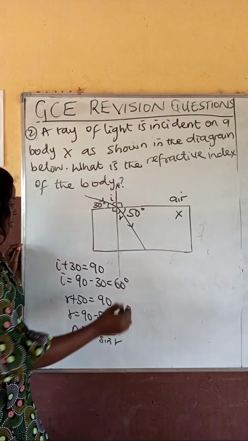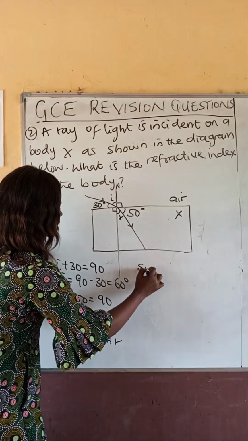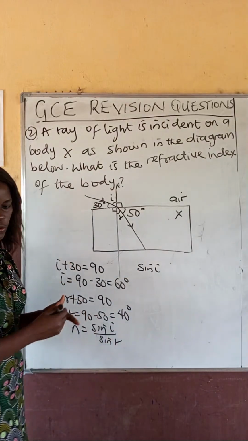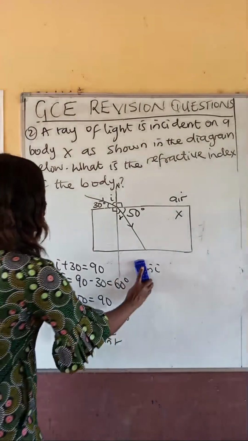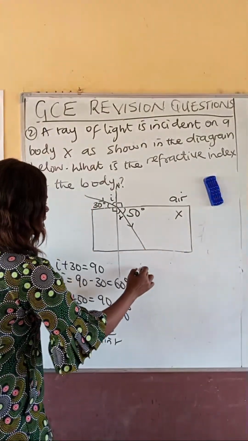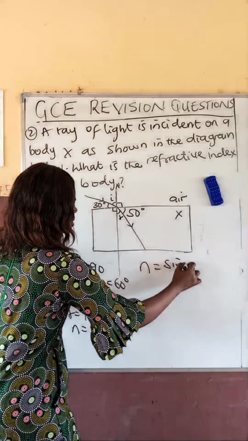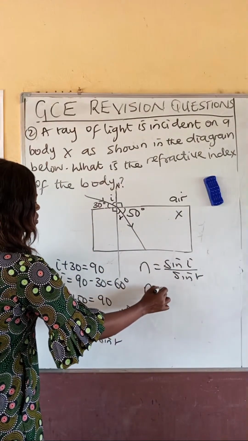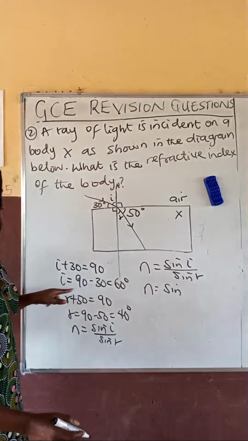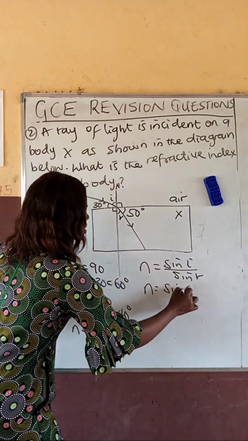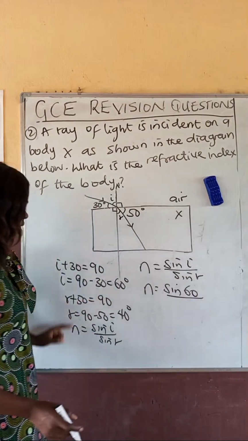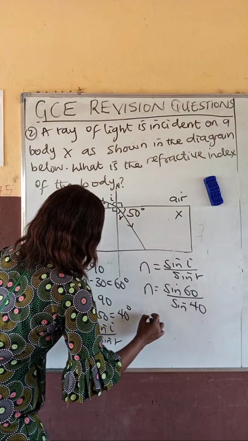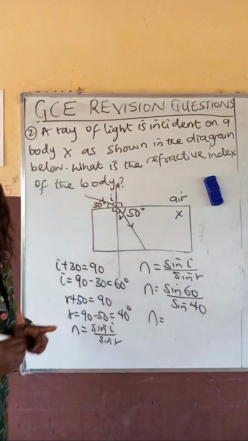So what do I mean by that? I will say, what is my sine I? It's either I solve it or I bring them together. So I can decide to solve it this way, by saying that n is equal to sine I over sine R, right? So let's go. What's my sine I? My I is gotten to be 60, divided by my R, which is gotten to be 40. So that is sine 40. Now I'm going to divide and get what I have.